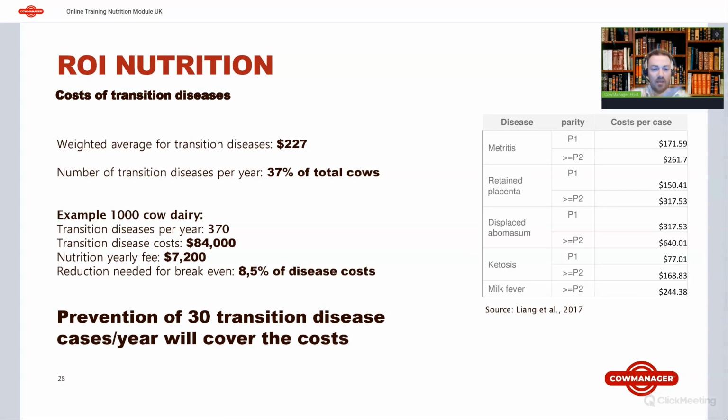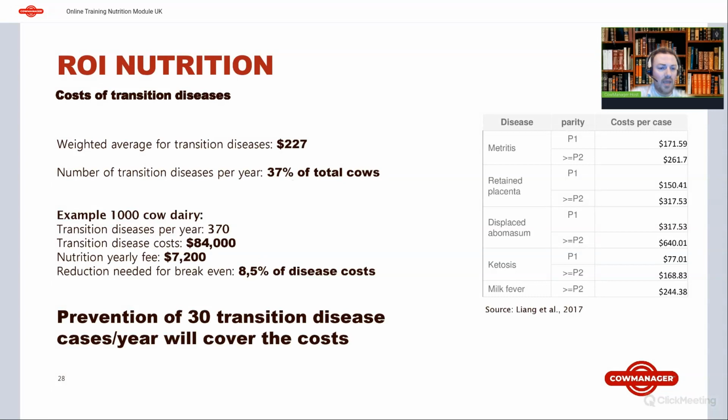So it's in dollars because this return on investment calculation is based on scientific publications, and those are mostly focused on US data, and to really show what's happening. So if you have a 1,000 cow dairy, you can also use a 100 cow dairy and just remove a 0. If you have an average of 37% of transition diseases, which is, I think, an underestimation, you have already a complete return on investment of the entire nutrition module, solely based on the use of the transition alerts.